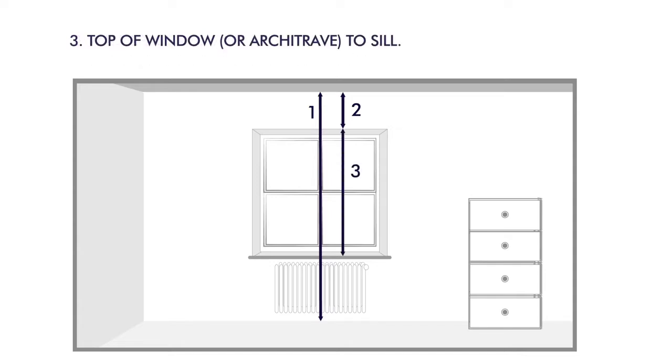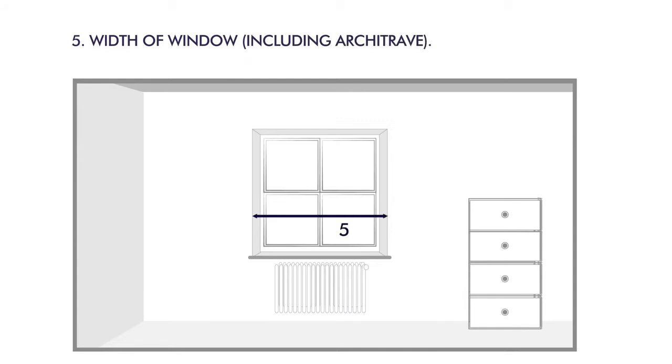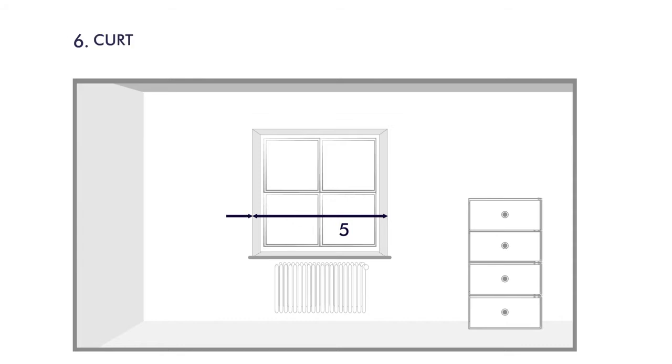3. Top of the window or architrave to the sill. 4. Sill to floor. When added to 2 and 3, this should equal 1. It's worth double checking. 5. Width of the window, including the architrave. 6. Available wall space either side of the window for curtain step back.